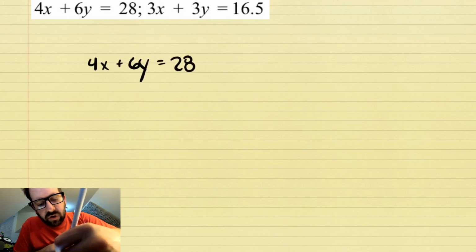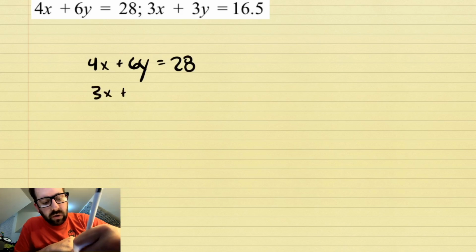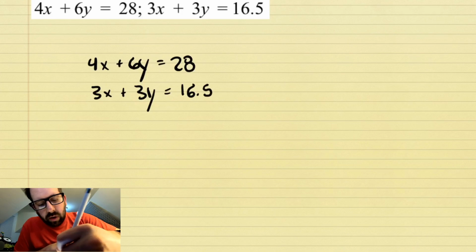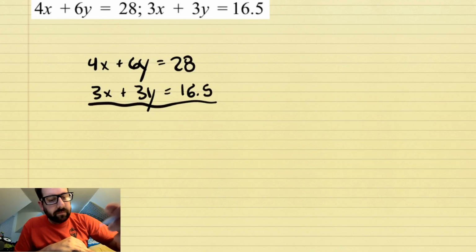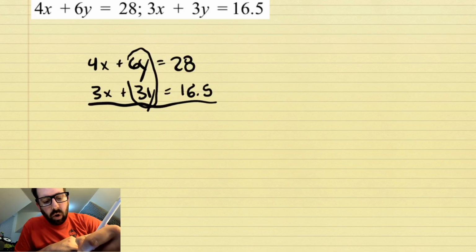Alright, so here's my first equation. Let's go to my second equation: 3x plus 3y equals 16.5. Okay. Now, I need to pick one of the letters. It doesn't matter which letter I pick, I just have to pick one of them. I'm going to pick, let's pick the y's in this case.